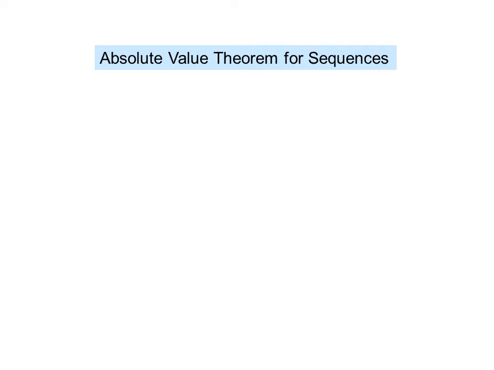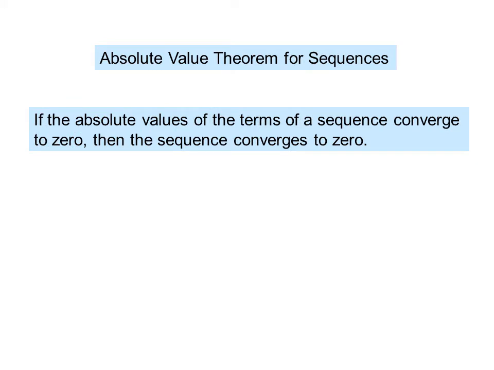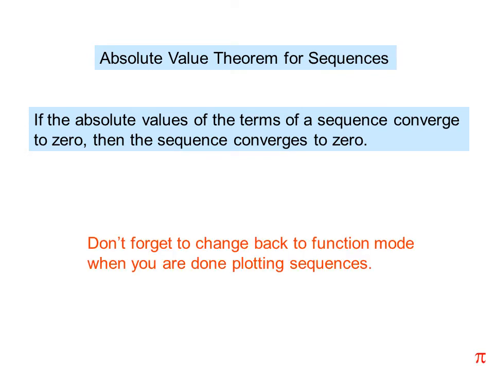The absolute value theorem for sequences. If the absolute values of the terms of a sequence converge to 0, then the sequence converges to 0. Don't forget to change back to function mode when you are done plotting sequences.